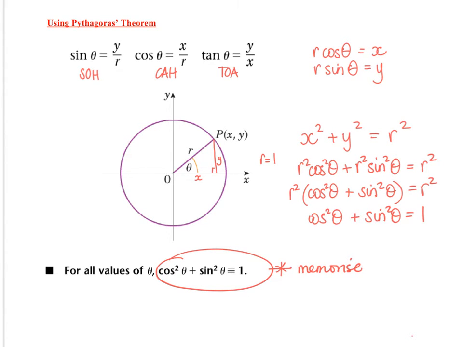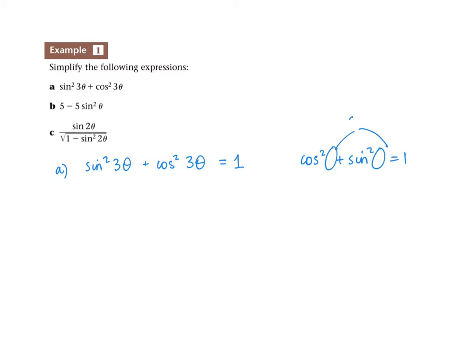So we're going to use these identities and look at a couple of examples. Simplify the following expressions. If we look at the first one, sine squared 3 theta plus cos squared 3 theta, that's actually just equal to 1 because it follows the pattern of a cos squared plus a sine squared equals 1. As long as the angles are the same, then you can say that it is equal to 1.